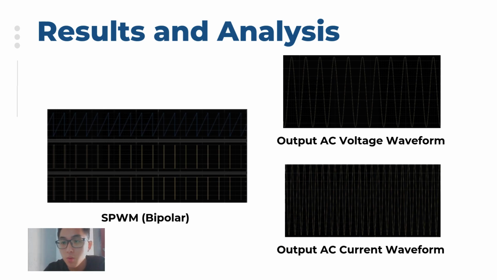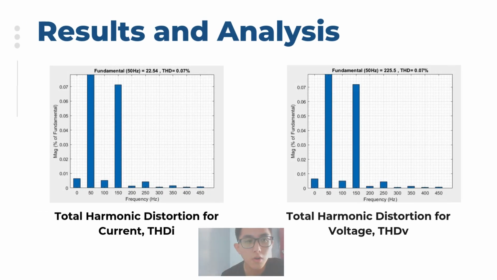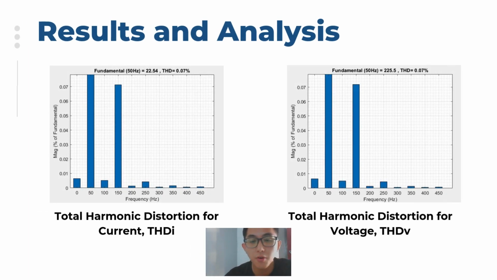You can see here the waveform looks like a sinusoidal, which is a very perfect one, because the THD value I showed you is only 0.07. And this is the THD value for current and also the voltage. Both have a THD value of approximately 0.07%, which is very low, so we get a perfect sinusoidal waveform for current and voltage.